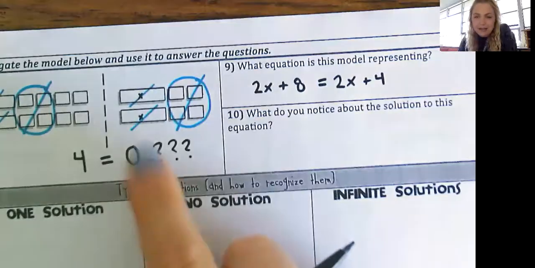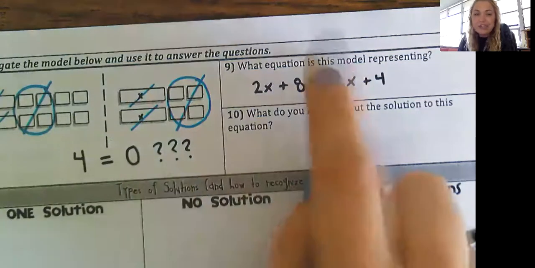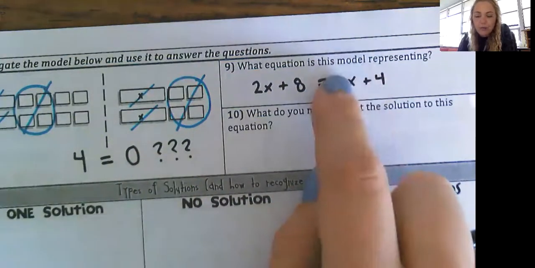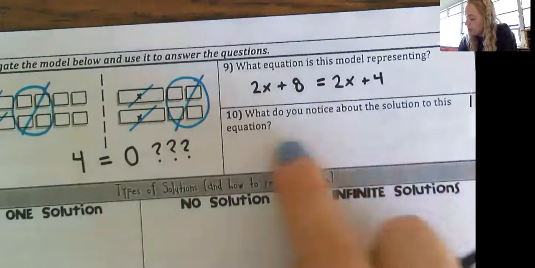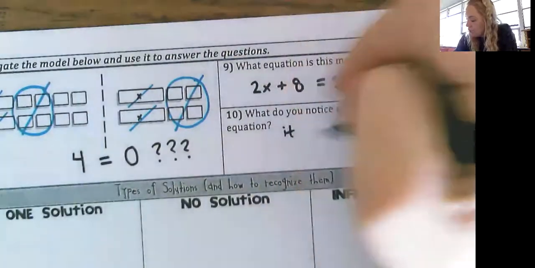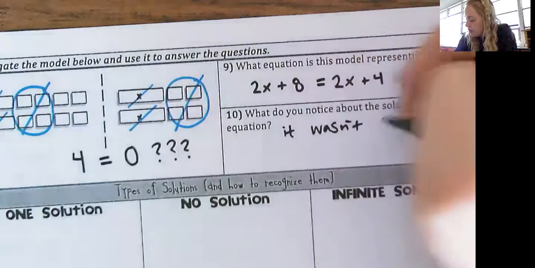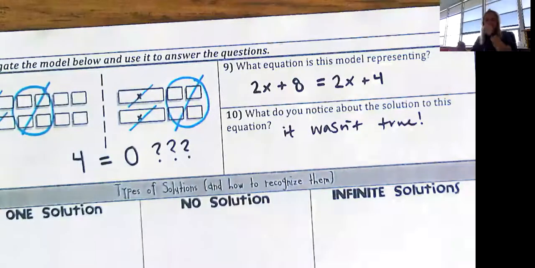But clearly, that wasn't true. Clearly, this equation didn't work. That equation wasn't solvable. So what did you notice about the solution? It wasn't true. We talked about this a little bit in the 8th grade. That says true, it's just poor handwriting. So hopefully you can catch that.